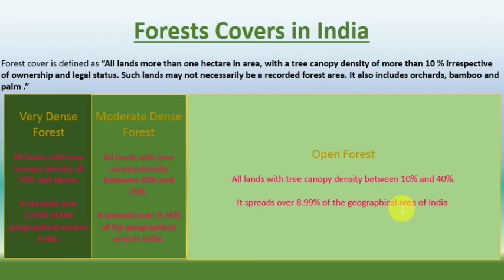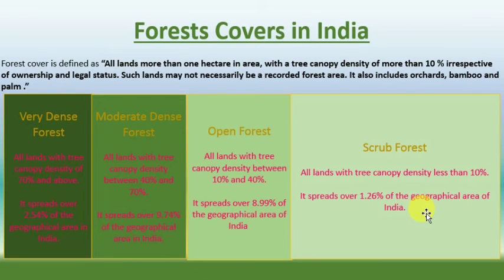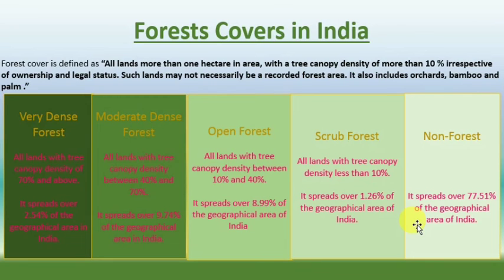Third type is open forest. All lands with tree canopy density between 10% and 40%. It's spread over 8.99% of the geographical area of India. Fourth is scrub forest. All land with tree canopy density less than 10%. It's spread over 1.26% of the geographical area of India. Fifth, the non-forest, which does not have any tree canopy density. It's spread over 77.51% of the geographical area of India.